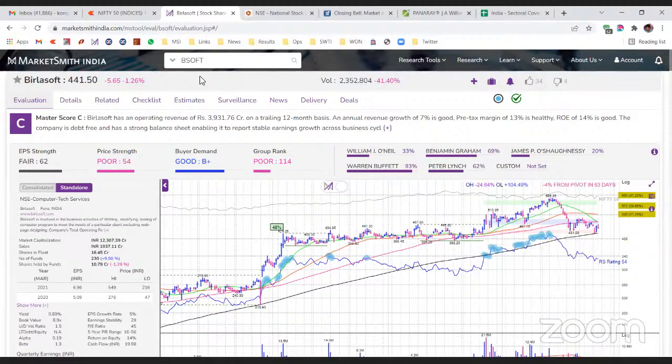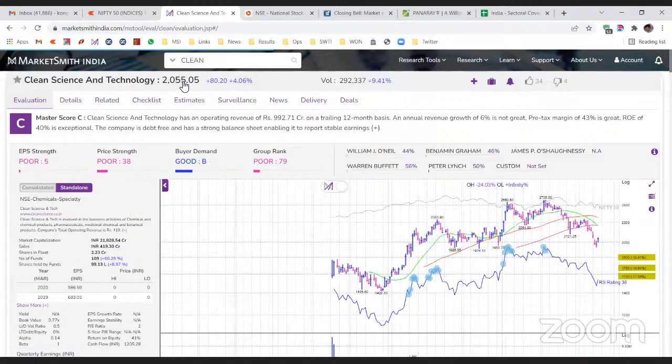Raj, if you want, you can take a few. Wakar, I'll take Clean Science and not the stock queries as well. There is one query from Subaru.